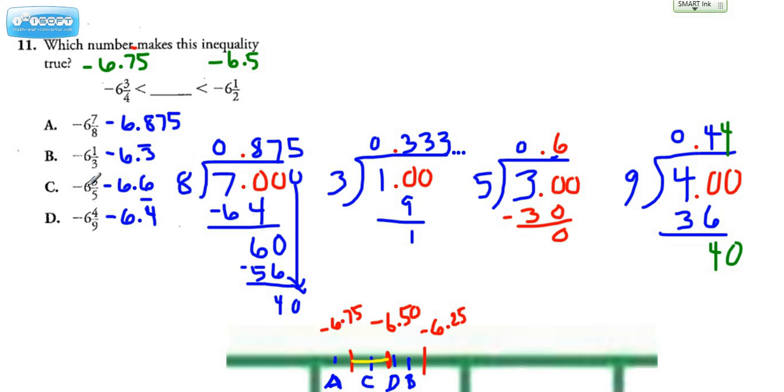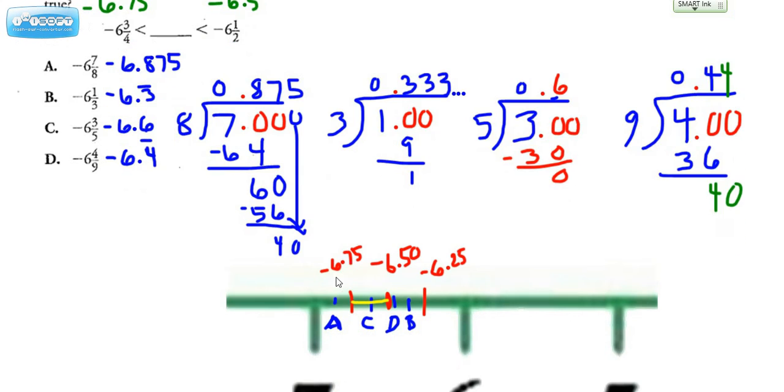If we look at choice C, we would do 3 divided by 5, and that works out evenly. We'd get negative 6.6, or negative 6 6/10. 4 divided by 9, we would get the repeating 4 thing going on, so that's going to be a negative 6 4/10.